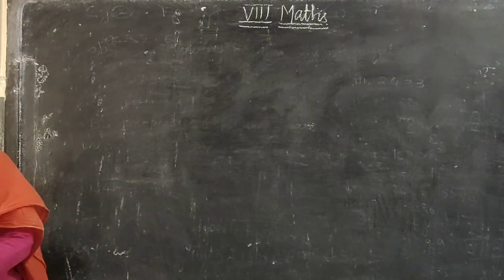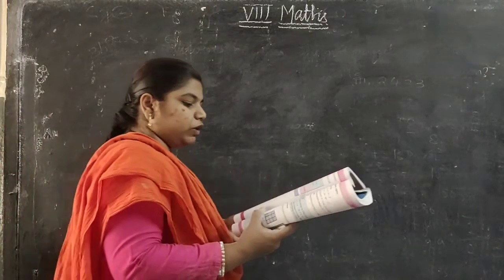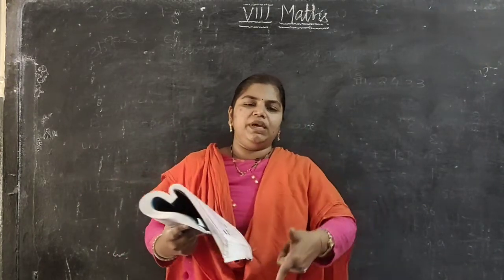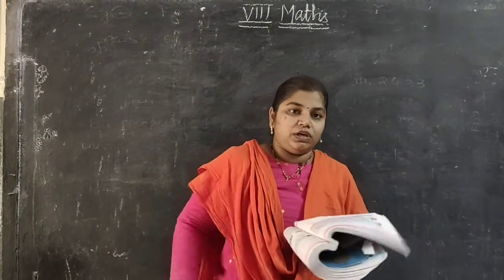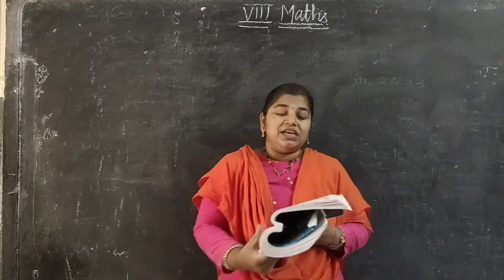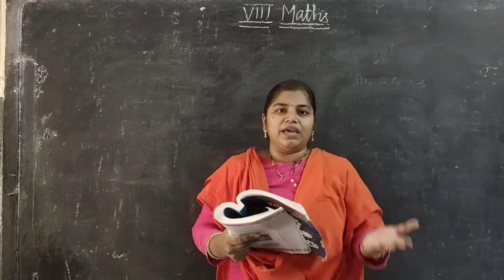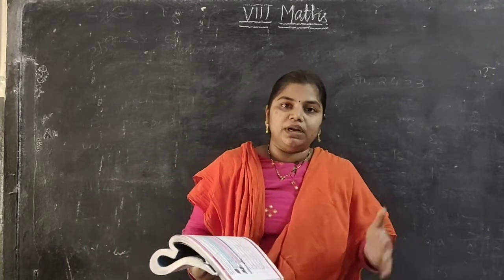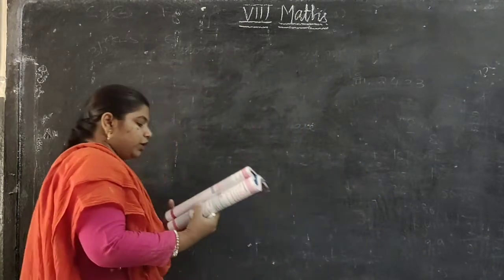Find whether the squares of the following numbers are even or odd. If you square the given number, we have to see whether the result will be an even number or an odd number. As I already told you in the properties, if you square an even number, the result will be an even number itself. And if you square an odd number, the result will be an odd number itself.